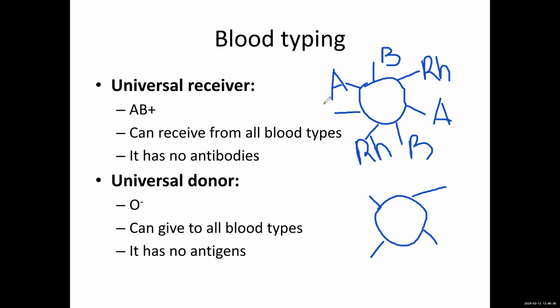So first, let's remember that everyone can receive their own blood. So if this is AB plus, you can always get AB plus. You can always get your blood type, always, right?